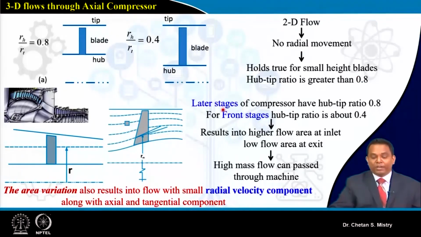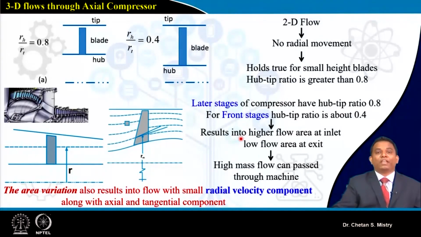For later stages, the hub to tip ratio is in the range of 0.8, and for front stages, for the fan or maybe the LP compressor, this ratio is in the range of 0.4. This number may vary when we talk about a land-based power plant. So this is an indicative number. It has nothing to do with design at this moment. This is just giving rough numbers. Okay.